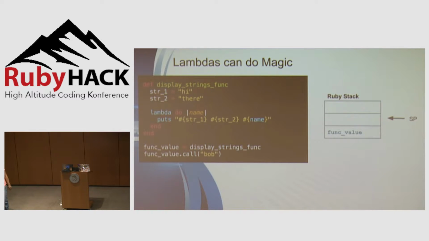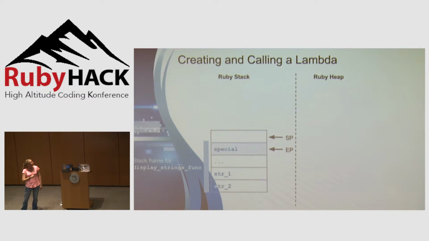Now, to see how this can be, we need to take a look again at what happens on the stack and heap. Firstly, when we create a lambda, and secondly, when we execute it. So here is what the stack looks like as I had it just now. So this is while display strings func is executing. Then we have the local variables there, stack and environment pointer have been set.